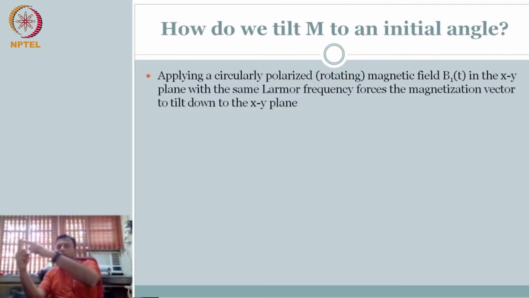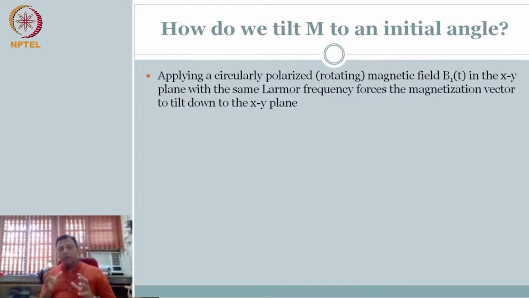You have to go along with the precession. So you have to apply a field that should also go around, right? That should also have the same frequency. Only then can you constantly push it down. So that is the intuitive process. Therefore we apply a circularly polarized magnetic field.